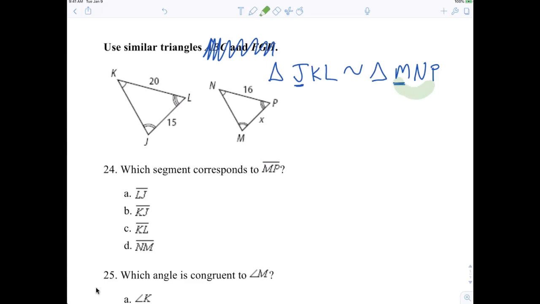MP corresponds to what? LJ. That's exactly right. Does everybody see that? Everybody good? All right. Now, it's not going to be that big a deal anyway because you could have just said what? MP is here, right? That's what I did. And MP is right here. Do you agree?